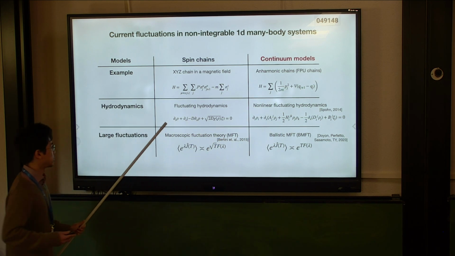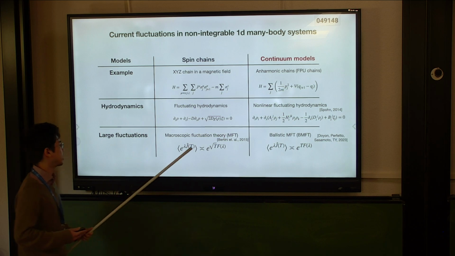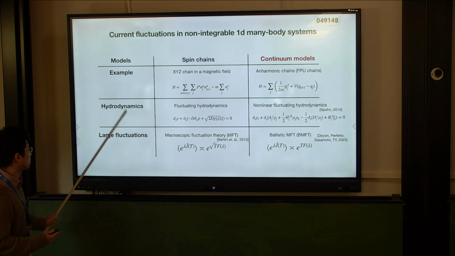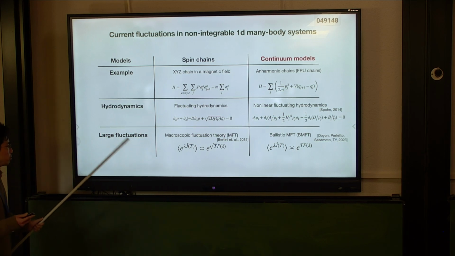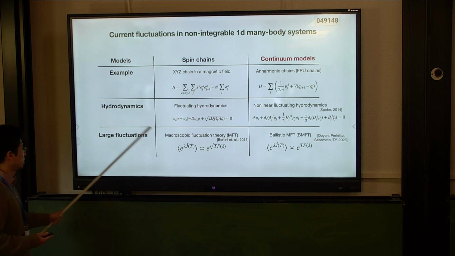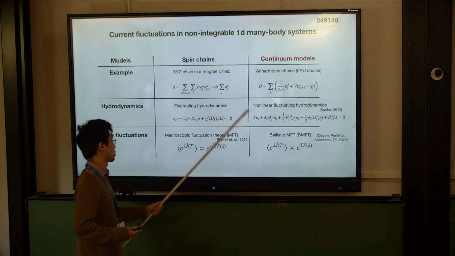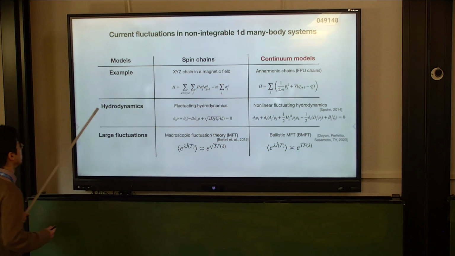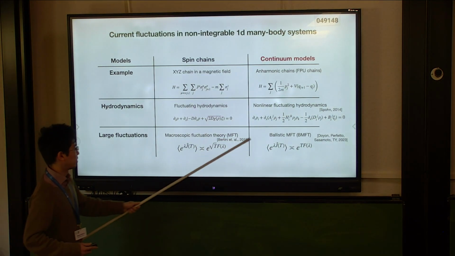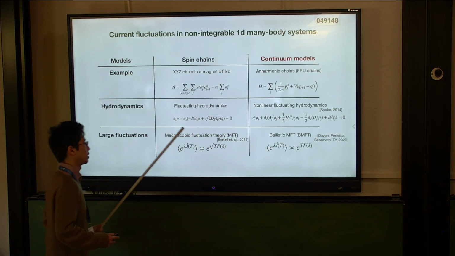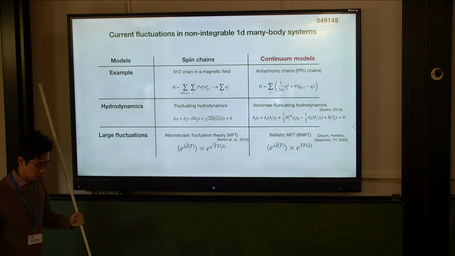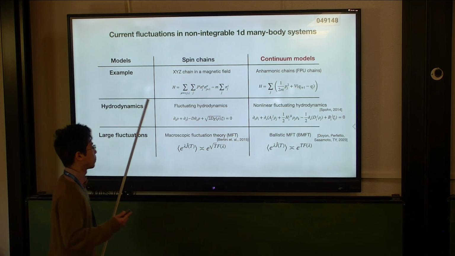So this is quite different from the spin chain case, but when it comes to large fluctuations, there's more similarity between these two models. The only difference being that the exponent here is not going to be square root, but just linear in time. And this is because the underlying transport in these systems is ballistic.